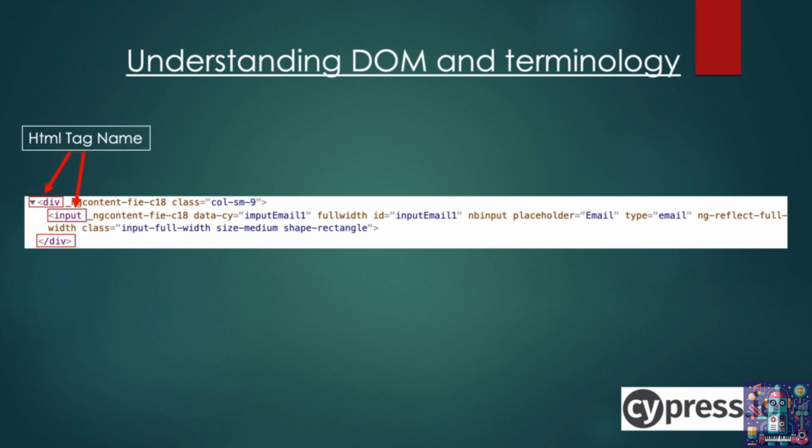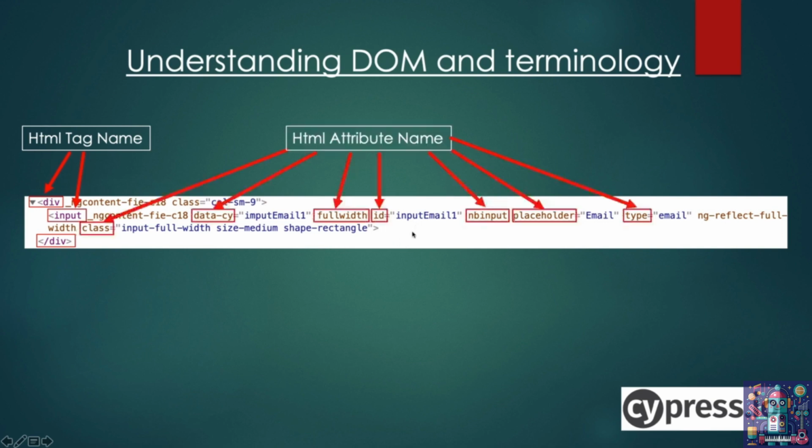So the HTML structure has HTML tags, and these tags are called HTML tag names. Usually HTML tags come in pairs with an open and closing tag. For example, this div is an open tag and div with a forward slash is a closing tag, and this is the input HTML tag, which does not have a closing tag, it just has this angle brace which is closing the tag. Inside of the HTML tag are HTML attributes, which are in Chrome browser highlighted in red, and they are called HTML attribute names.